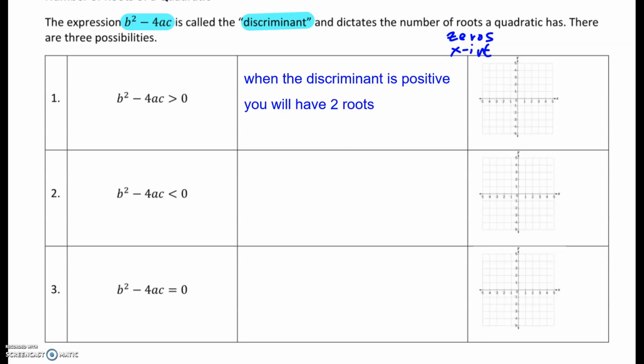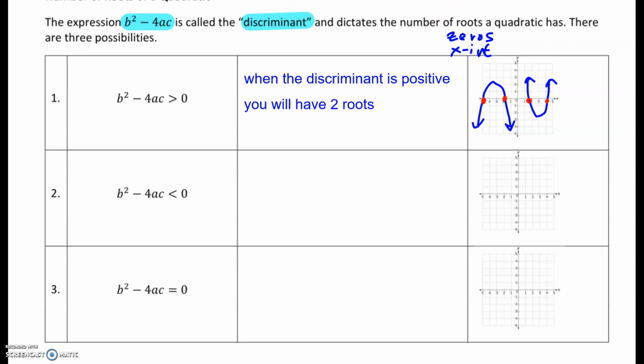So what that would look like would be a parabola having the vertex below the x-axis opening up, so that we have two roots, or two zeros, or two x-intercepts. Or we could have the vertex above the x-axis opening down, which would also result in two zeros. Okay, so that happens when the discriminant is positive. Now, what happens when the discriminant is negative?